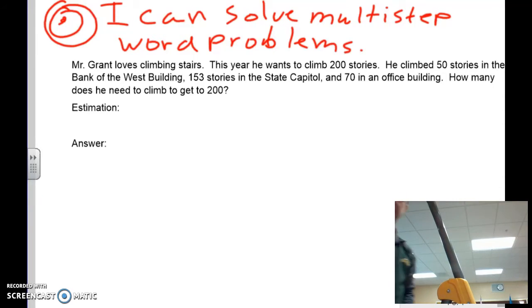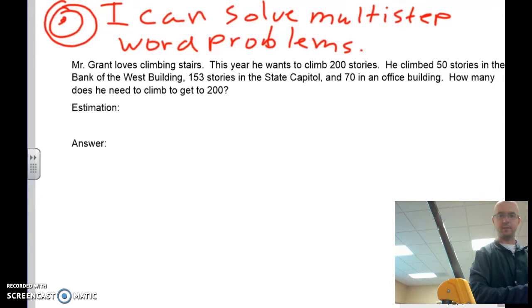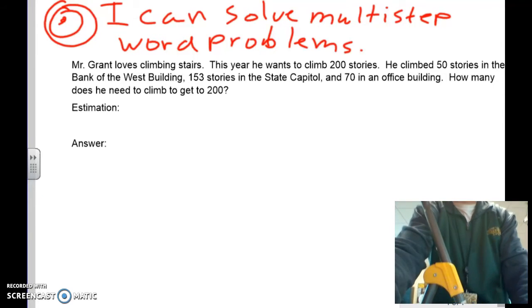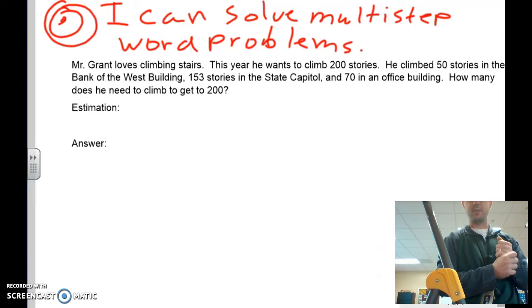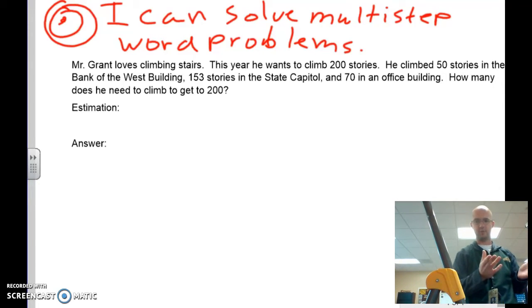So step 1 says, Mr. Grant loves climbing the stairs. This year he wants to climb 200 stories. He climbed 50 stories in the Bank of the West building. And I do love climbing stairs. I do it for fun all the time. 153 stories in the state capitol and 70 in an office building. How many does he need to climb to get to 200? So first I need to do an estimation.